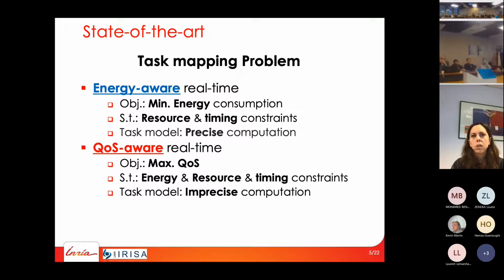The other category is the quality of service aware real-time task mapping. So here, mainly the goal is to maximize the QoS subject to energy and/or resource and/or timing constraints. Here, the majority of approaches focus on the imprecise computation task model. So our work clearly belongs to the second category.